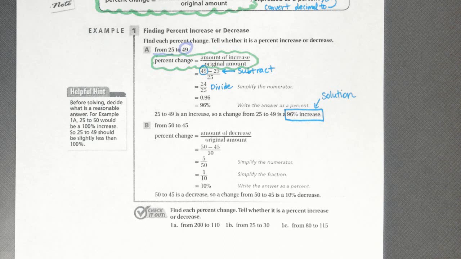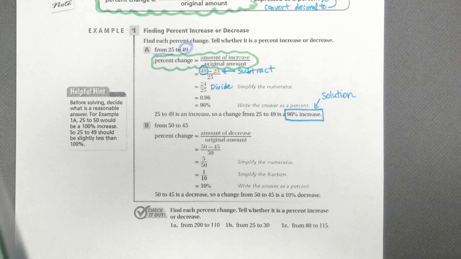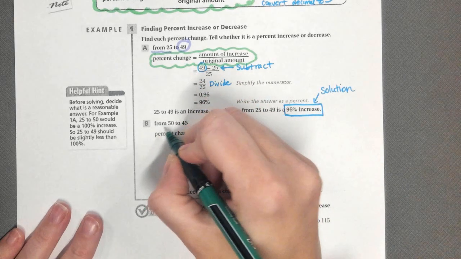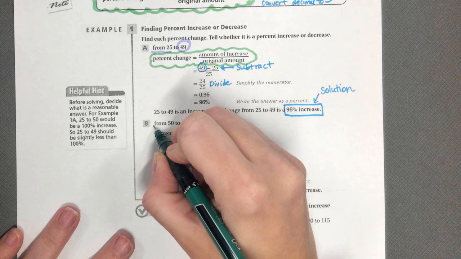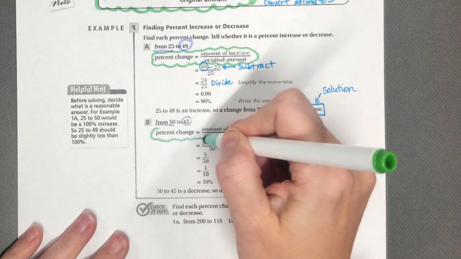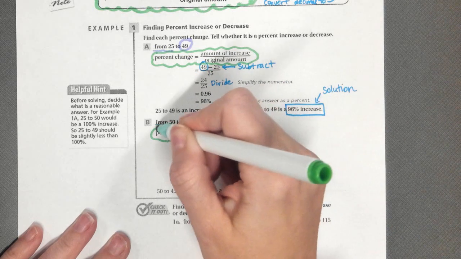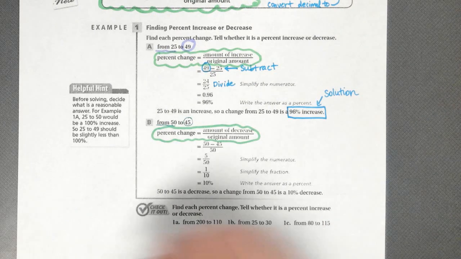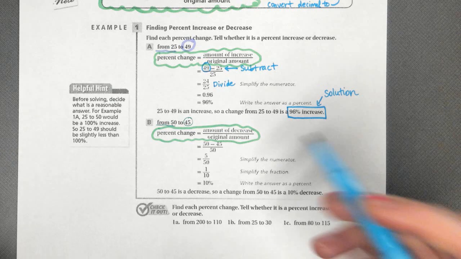Now, the decrease is very similar. It's just when you start this, you start with, in this case, 50. So 50 to 45. That's obviously going down, correct? So your percent change is the amount of the decrease. And then your steps are the same, okay?